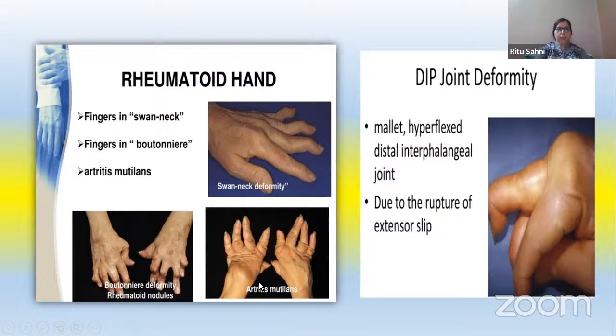So these are the conditions which we see in the deformities in the fingers. So this is the distal interphalangeal joint deformity, mallet finger, hyperflexed distal interphalangeal joint due to the rupture of the extensor slip.